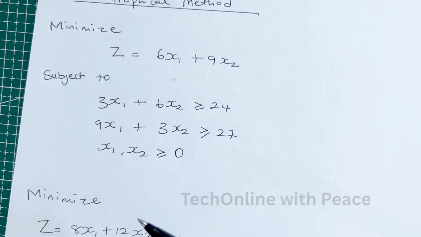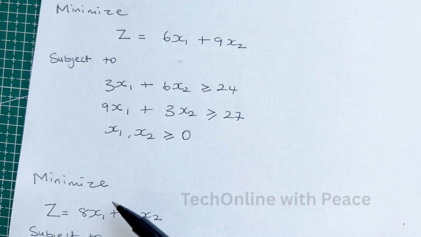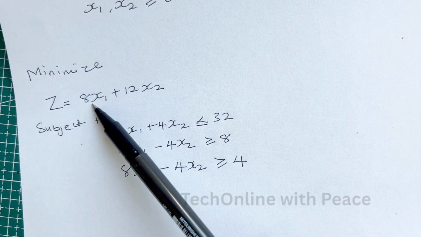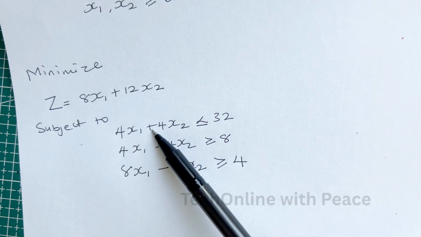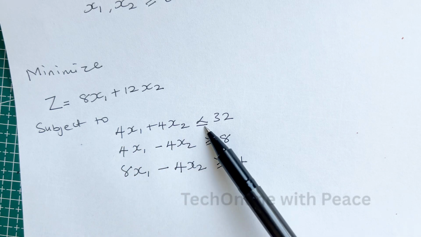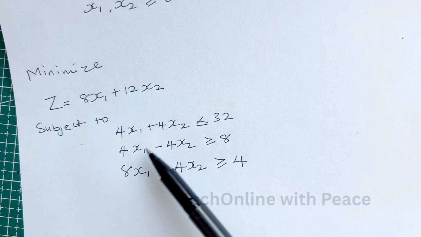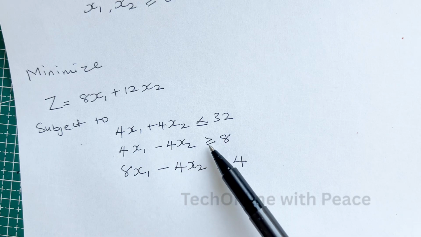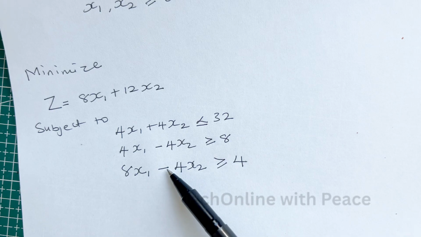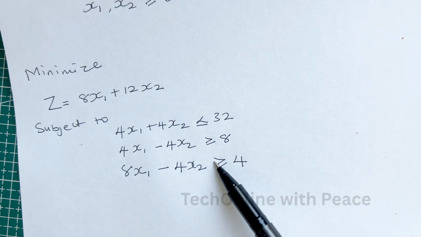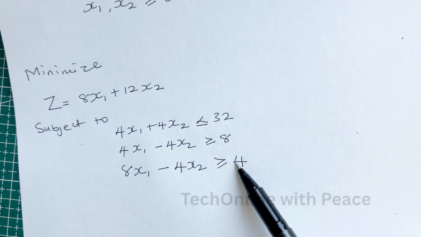We also have the second problem, which says minimize z equal to 8x1 plus 12x2 subject to 4x1 plus 4x2 less than or equal to 32, 4x1 minus 4x2 greater than or equal to 82, 8x1 minus 4x2 greater than or equal to 4.